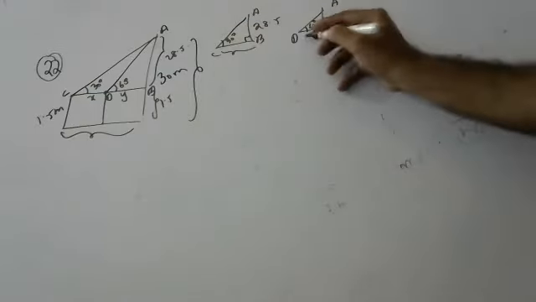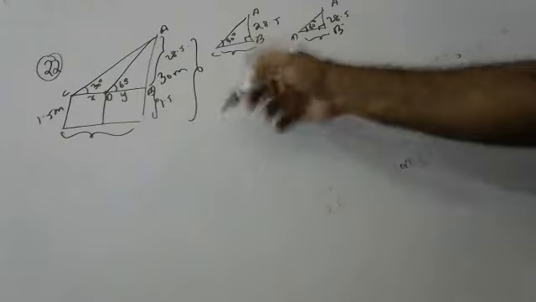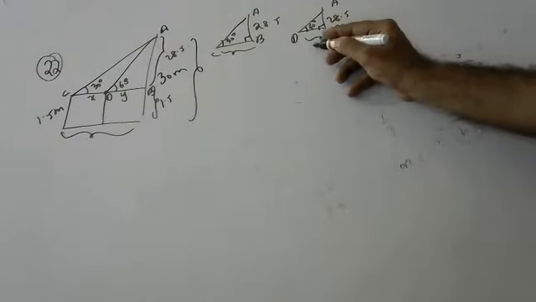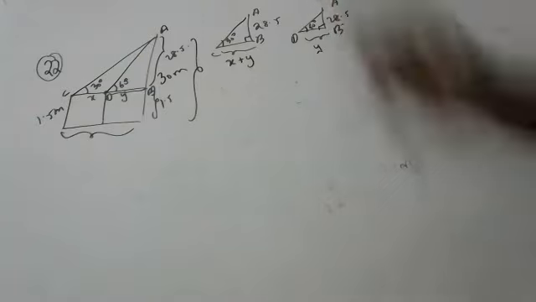Here BC is how much? BD is how much? Can anyone say? x and x plus y. This is x plus y, children.